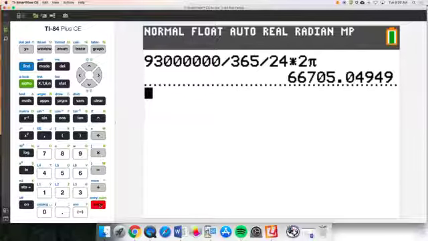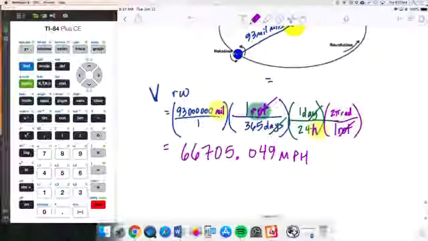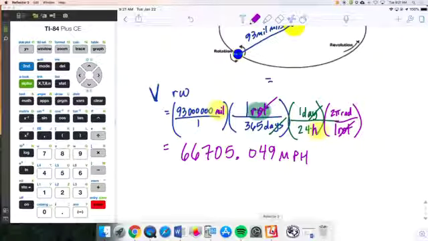66705.049 mph. Wow, that is exactly what Noah said it was going to be. A lot, right? We are traveling around the sun at close to 67,000 miles per hour. That's kind of good to know, right?